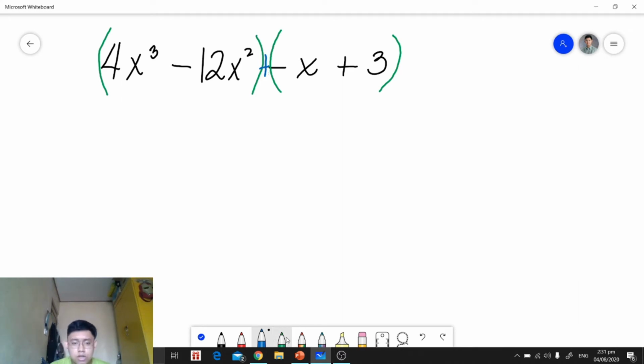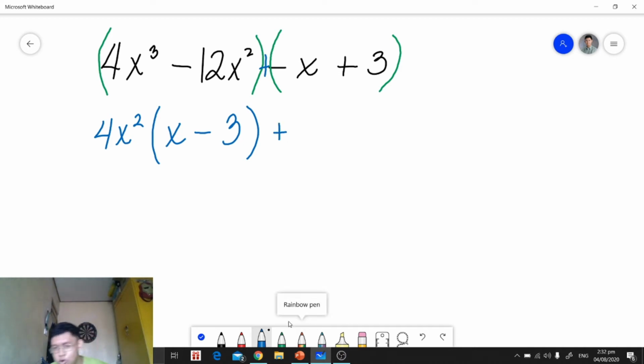Next is we're going to identify whether we have a common factor for each grouping. So for the first group, do we have a common factor? That common factor is 4x squared. Now we factor out 4x squared in our first group, and the remaining factor will be x minus 3. Now we have the addition symbol here. Okay, let's focus on the second group.